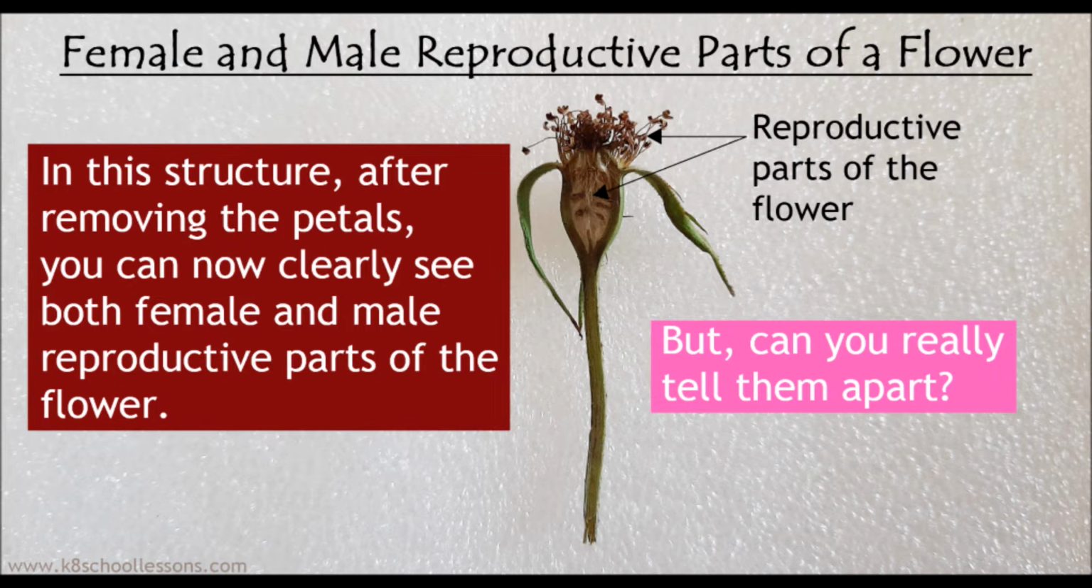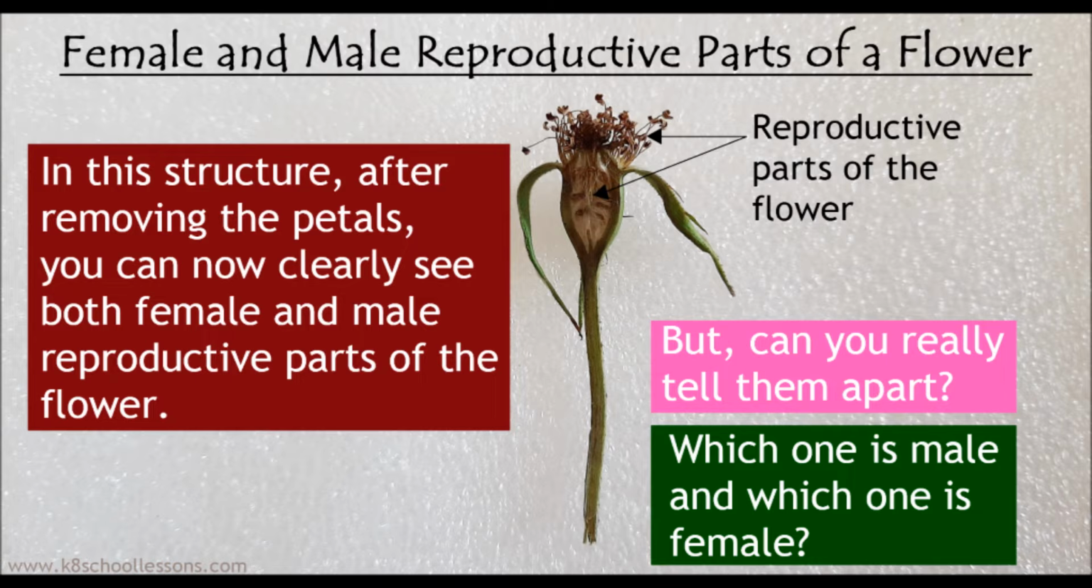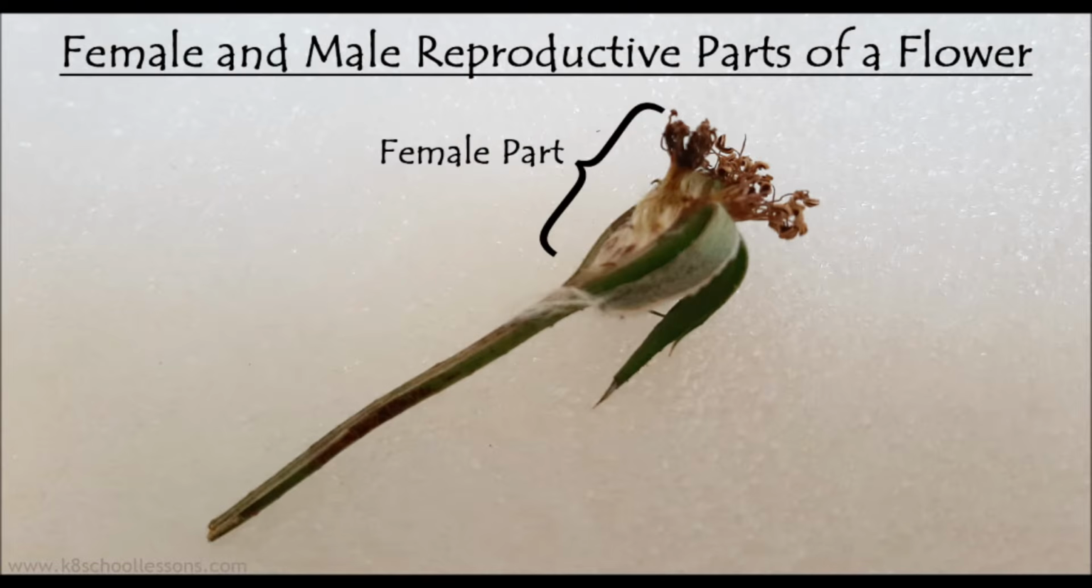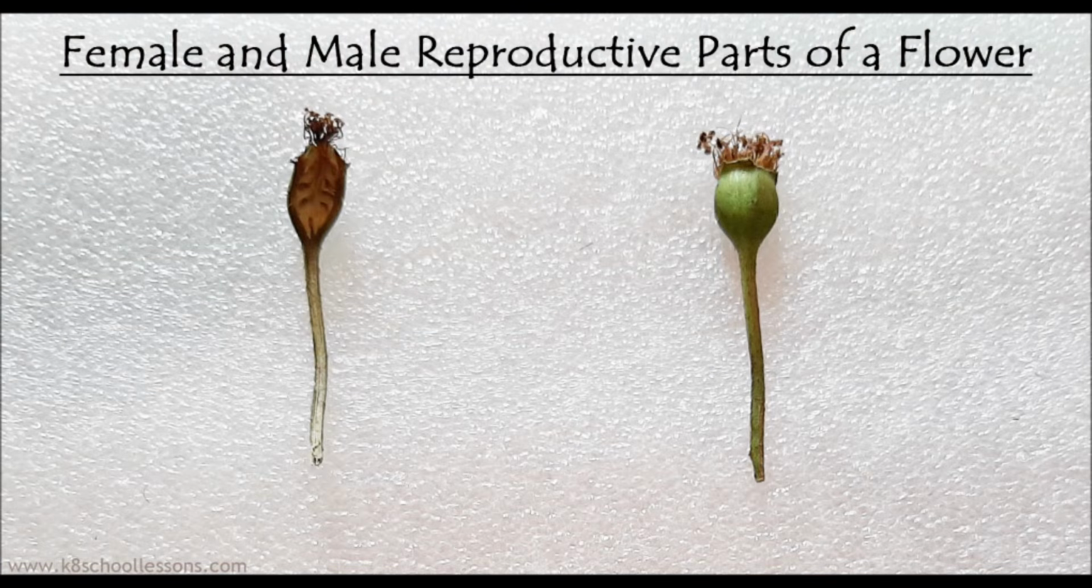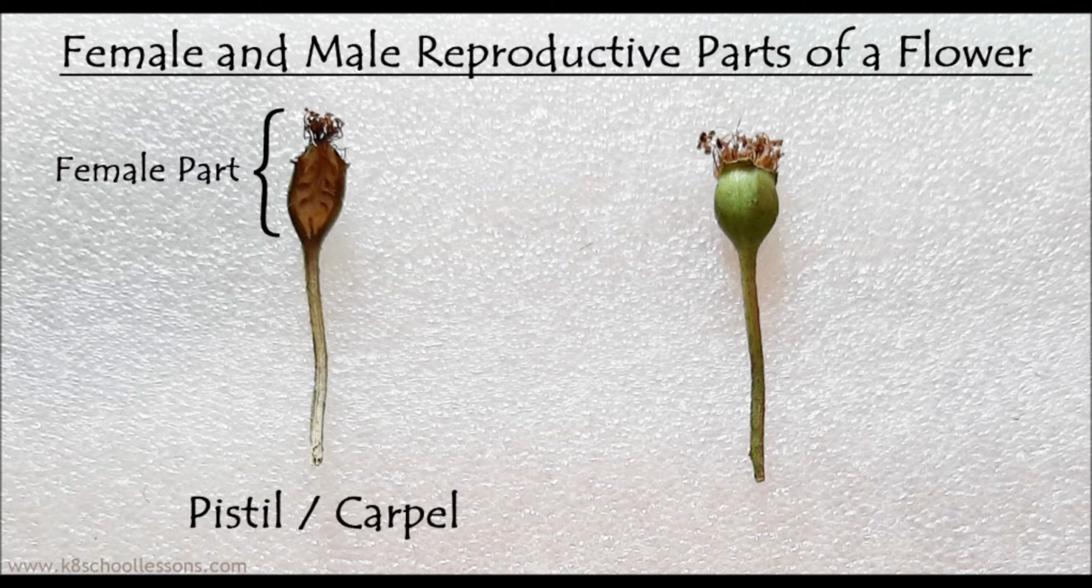But can you really tell them apart? Which one is male and which one is female? On the left, you see the female part. On the right side is the male part of the flower. This is the female part. The female part is also known as the pistil or carpel. And this is the male part. The male part is also known as the stamen.